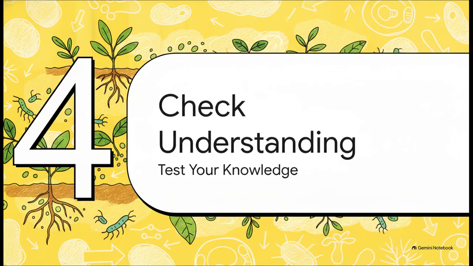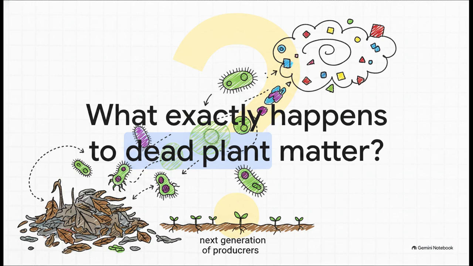Let's pause for a quick second. Section 4. Check your understanding. Based on the ecosystem model we just reviewed, what exactly happens to dead plant matter? Think back to what we just talked about. It's all about the essential role of decomposers. Those microorganisms are absolutely vital.